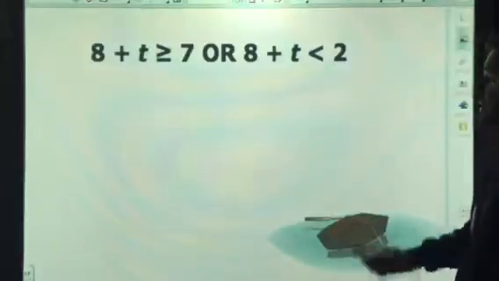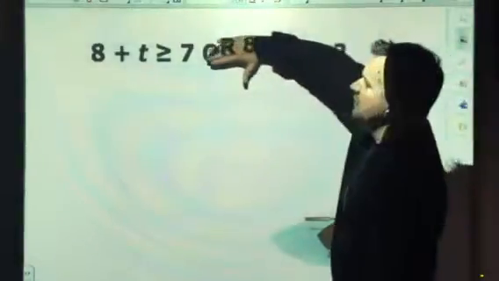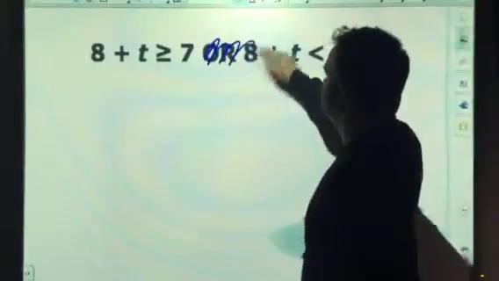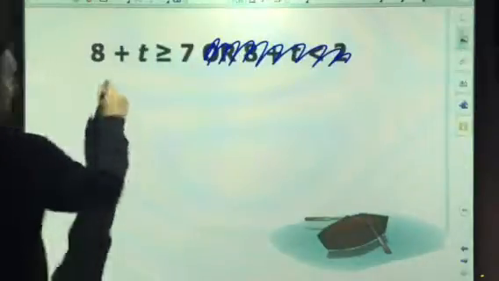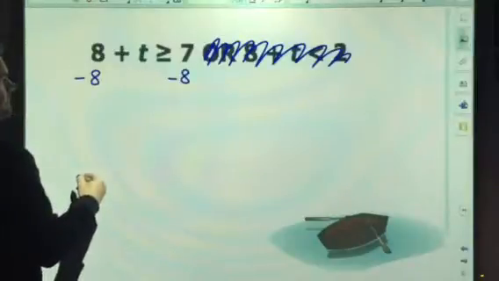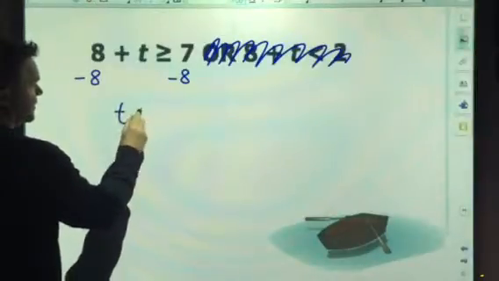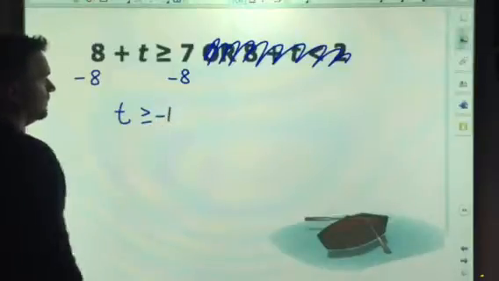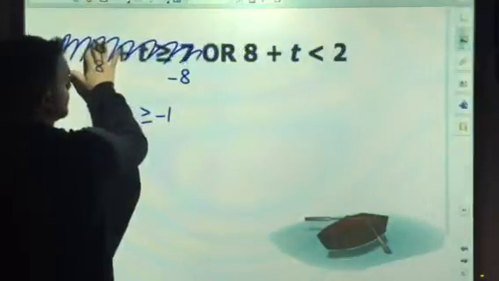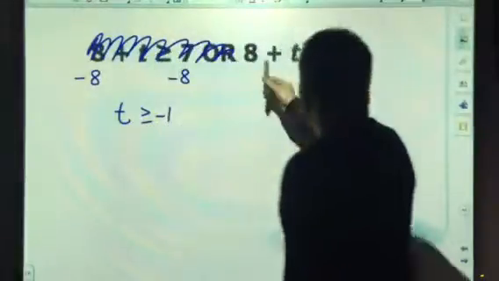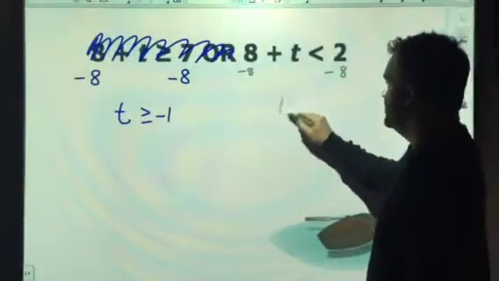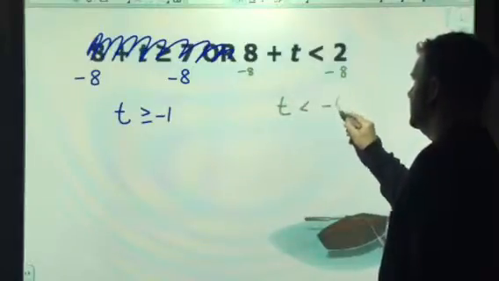Okay, so or statements. I'm going to cover up this whole entire thing here and solve just that left-hand side. I'm going to have to subtract 8 on this side and subtract 8 on this side. I'm left with t is greater than or equal to -1. At the same time, you could also have this or, where you subtract 8 on this side and subtract 8. You can say t is also going to be less than -6.